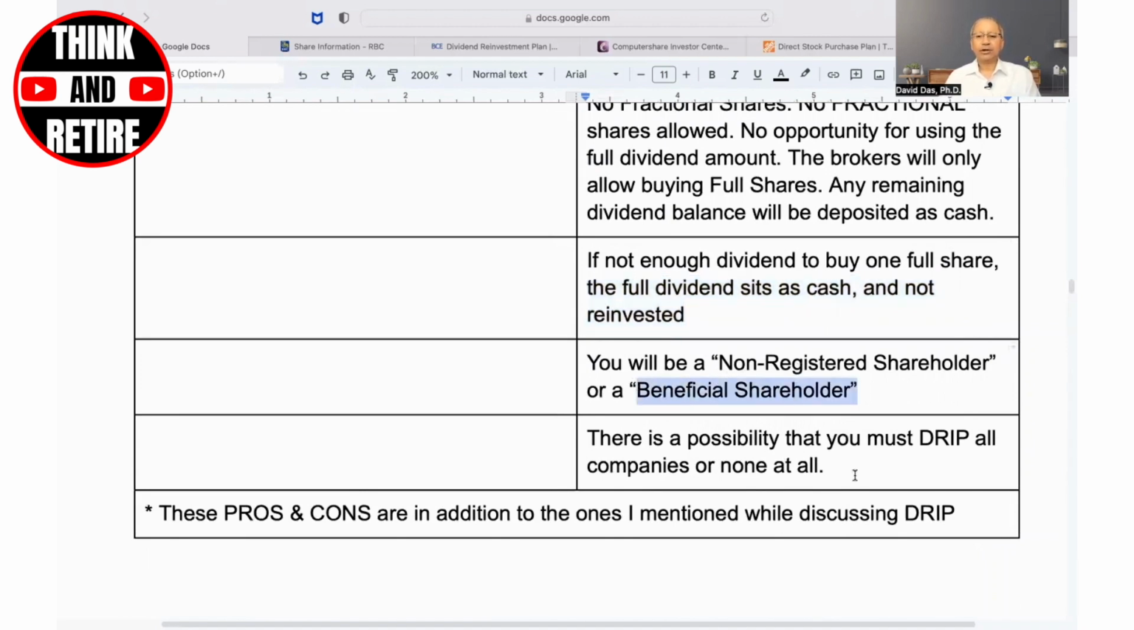And there is a possibility that the DRIP will be set up for the whole account. So if you have 5 stocks in that account and you call the broker to set up your DRIP, either you do all the DRIPs or no DRIP. So you cannot have only 1 stock on the DRIP side and 4 stocks on non-DRIP. You cannot do that for that particular account. And these pros and cons are in addition to the ones I already mentioned.